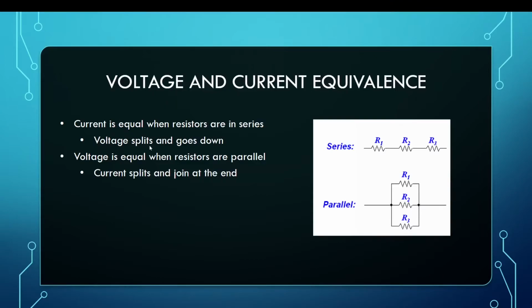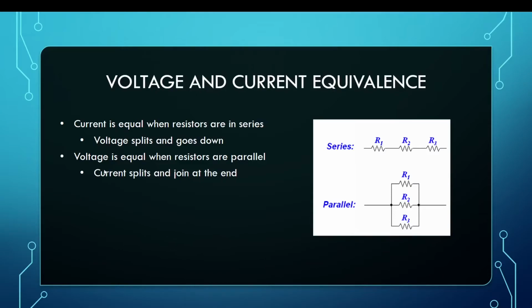And voltage splits and goes down across series resistors. So let's say this is 9 volts here, it's going to go lower than 9 volts, and it's going to take this amount of volts between the first resistor and second resistor, R1 and R2, and then it goes through R2 and is going to be less than the voltage between R1 and R2.